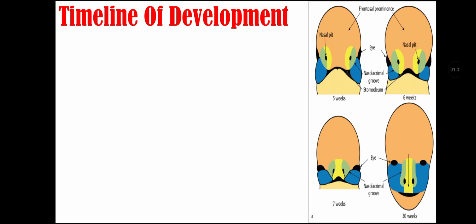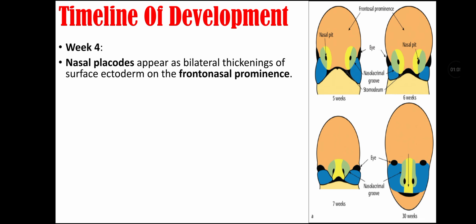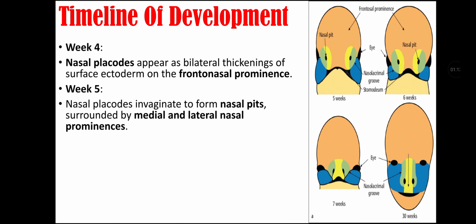Timeline of development of nose. It starts from week 4 when nasal placode appears as a bilateral thickening of surface ectoderm on the frontonasal prominence. Then there is week 5 in which nasal placodes invaginate to form the nasal pits, and these nasal pits are surrounded by medial and lateral nasal prominences.